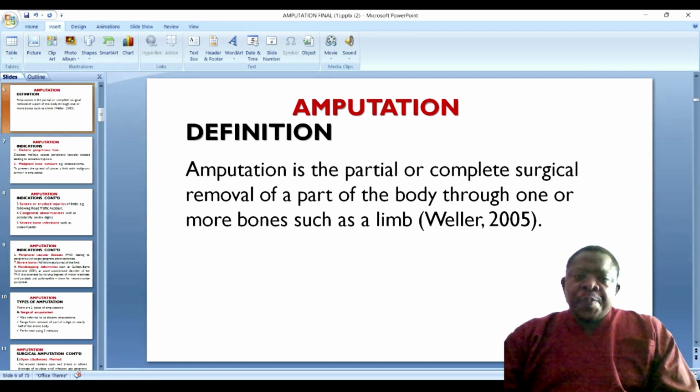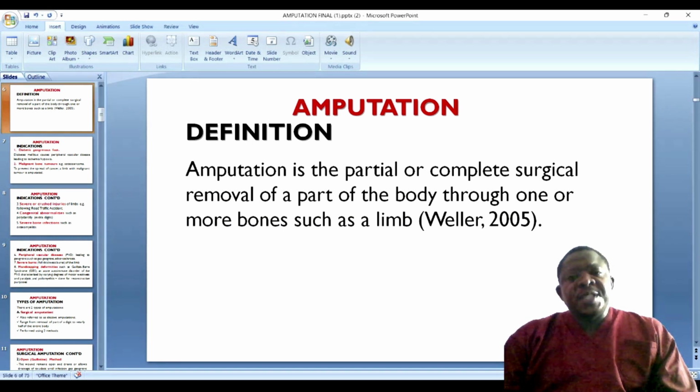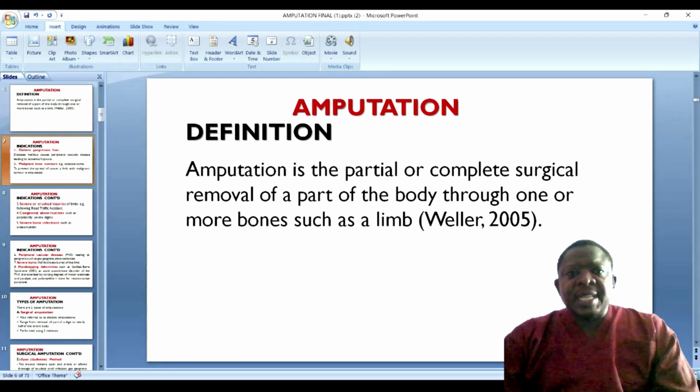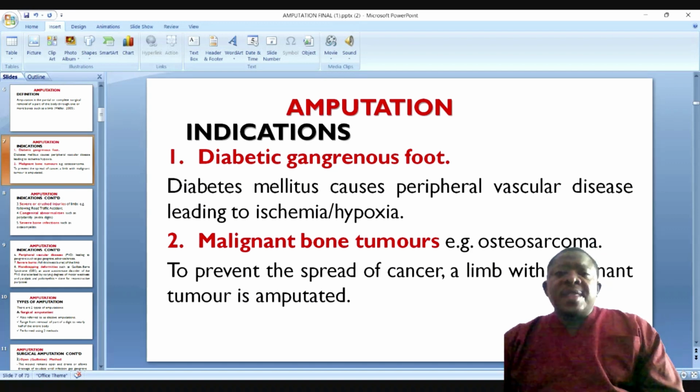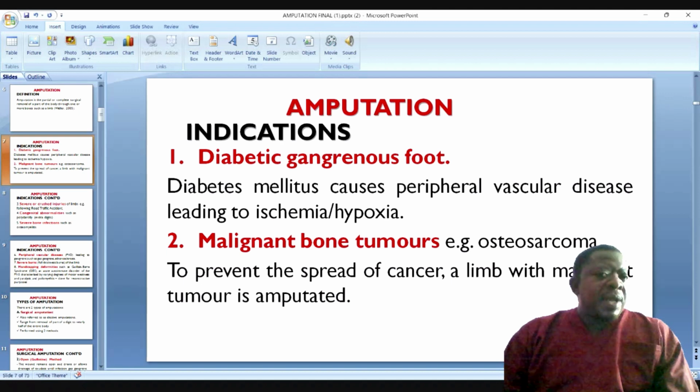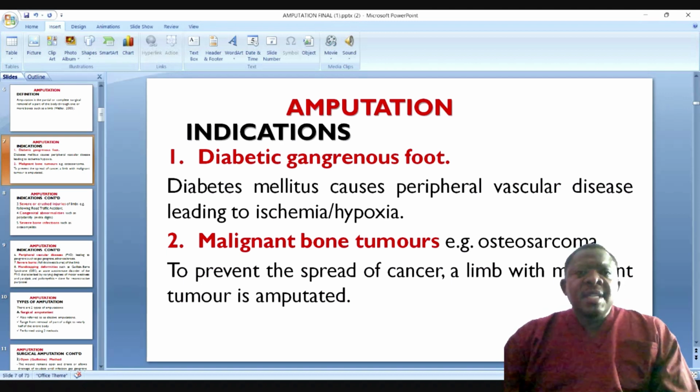Okay, so in Weller's definition, we are looking at either partial or complete removal of that part of the body through one or more bones, such as a limb. So with the definition part done, we can now appreciate some indications for amputation.